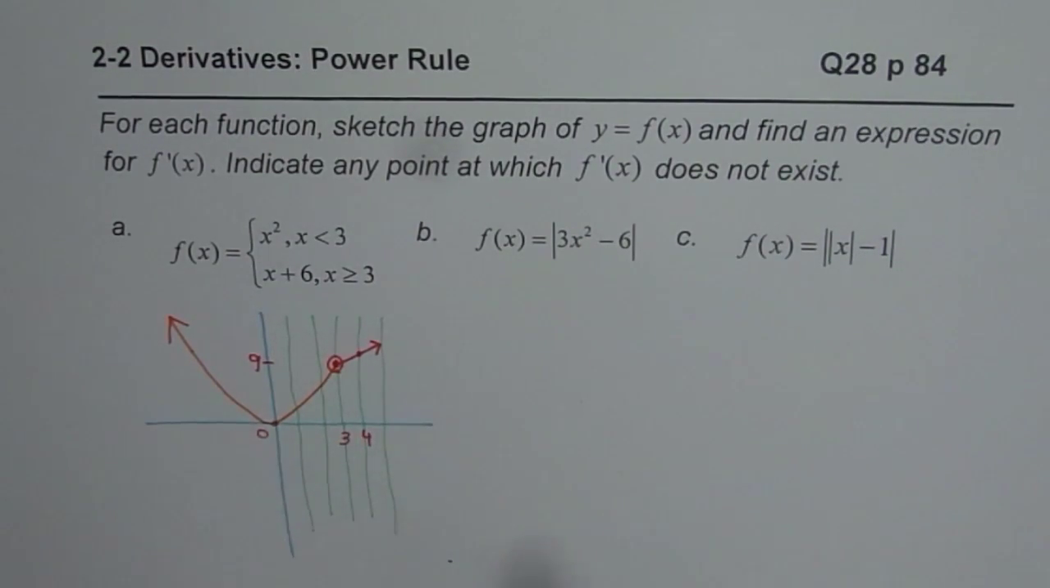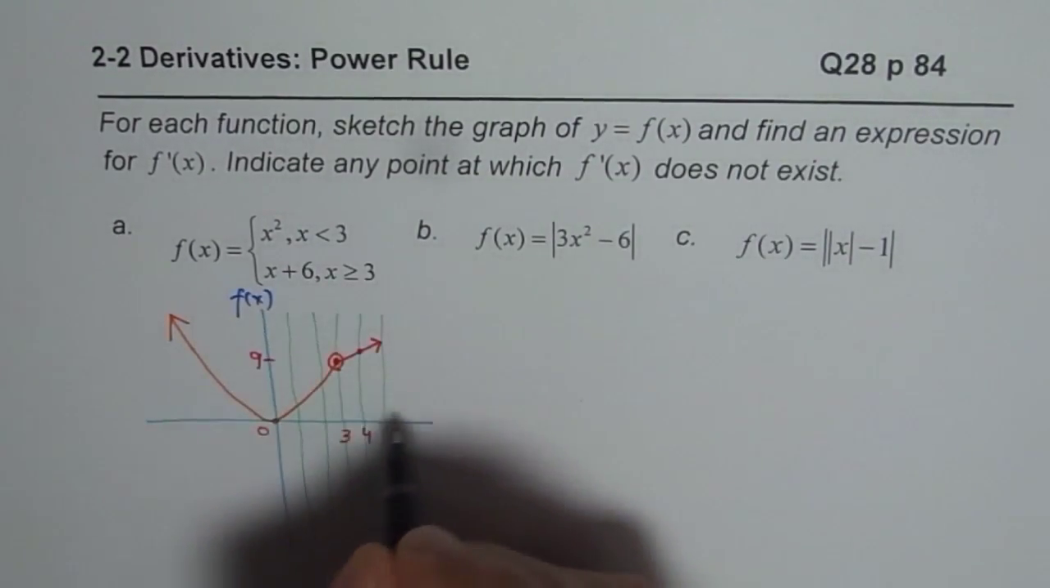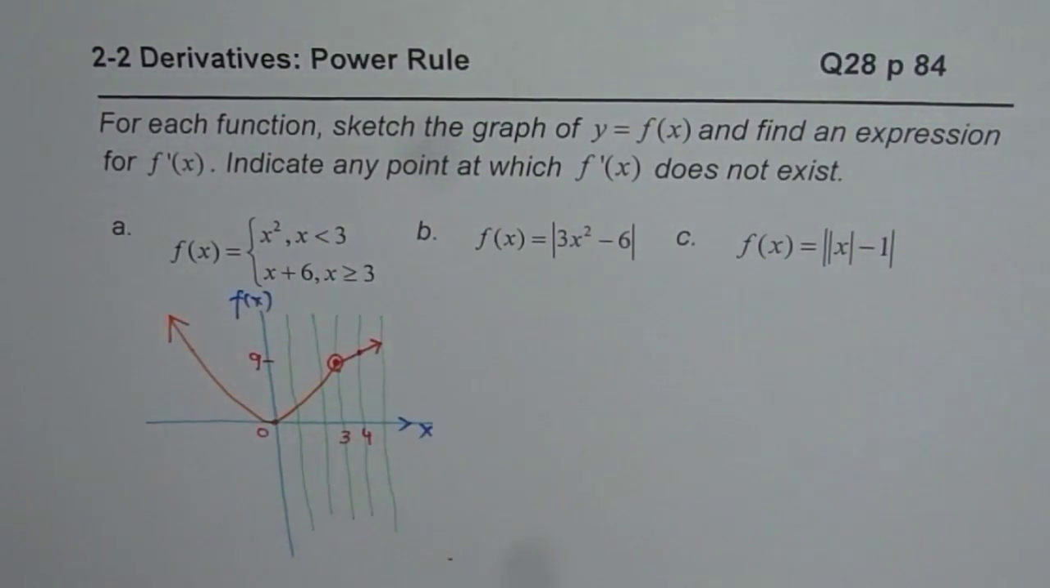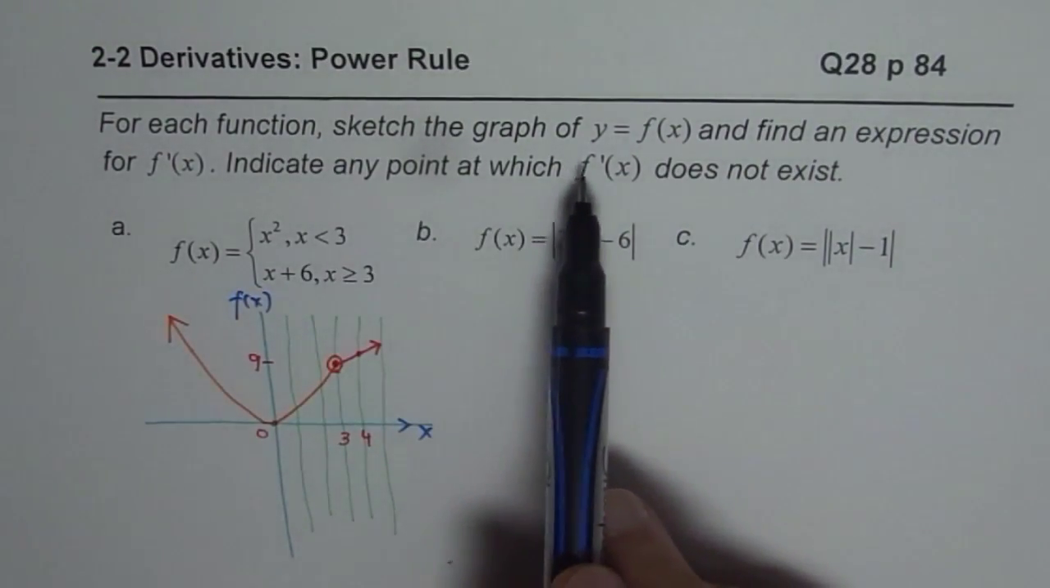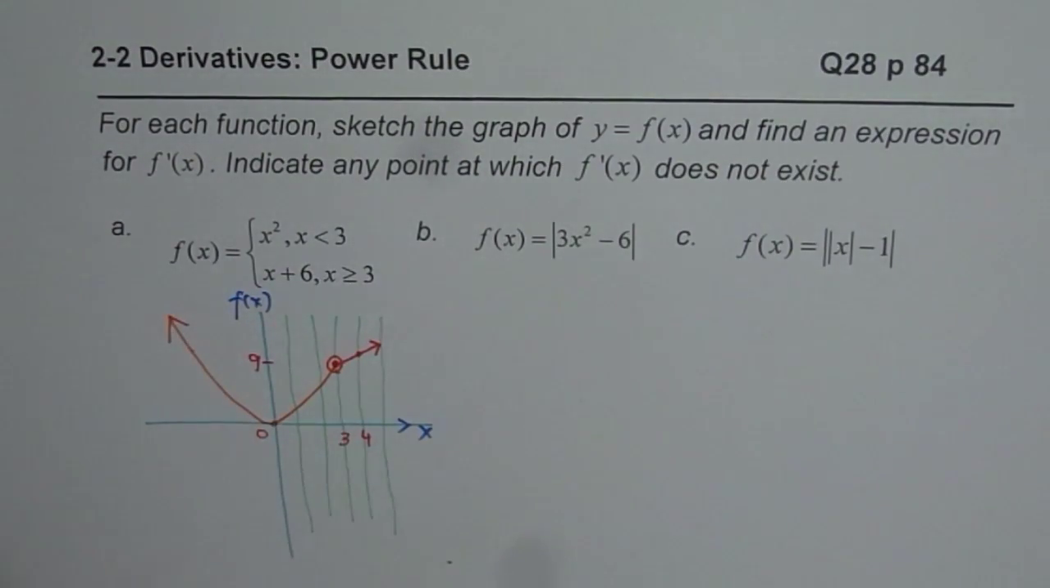So that is what we get. And I'm calling this my function f of x. Okay, so this is f of x, and we have x on the horizontal axis. For each function, sketch the graph of f of x and find the expression for f dash x. So the graph is there for you. We need to find an expression for f dash x.